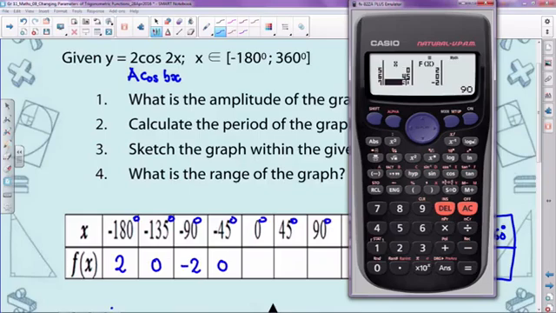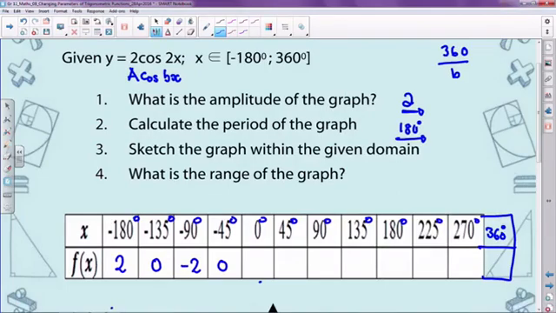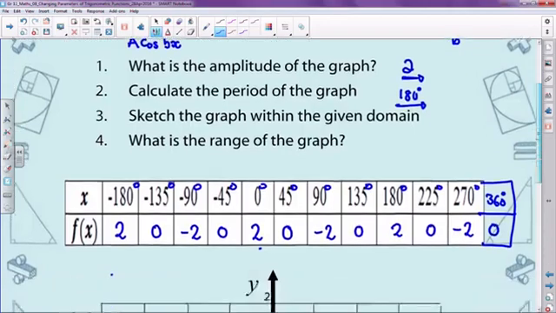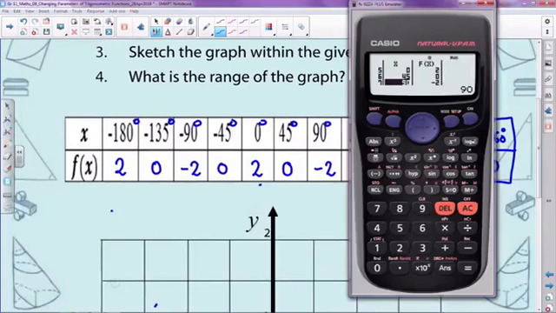Okay, now, see these things. Now this should be a 2, 0, minus 2, 0, 2, 0, minus 2, and then 0 there. Okay. Right? Let's just confirm for the last time. 360.